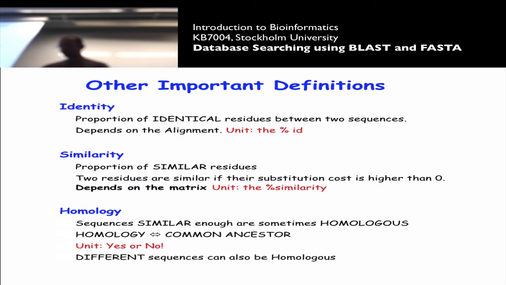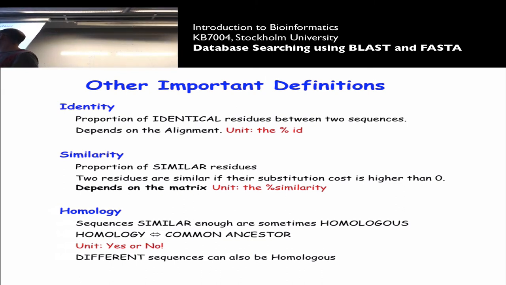So the problem is often not to find that they are similar, but to find that they are homologous, because evolution has passed too many generations, so you can't see it. So that's the common problem. So really, this is actually what we want to find.